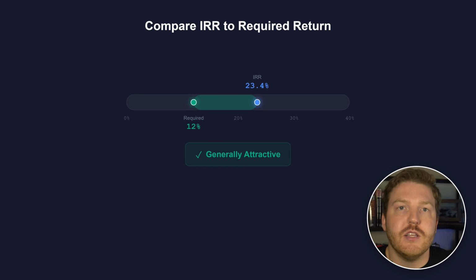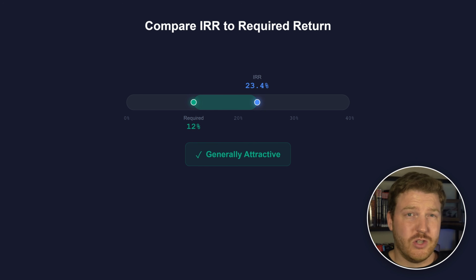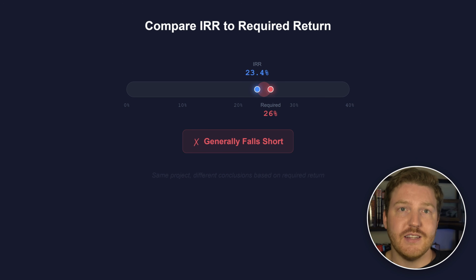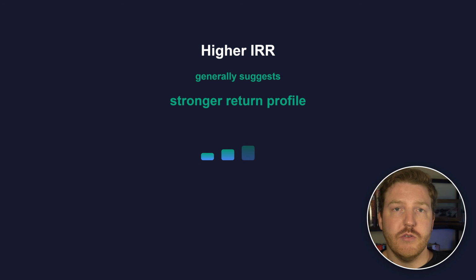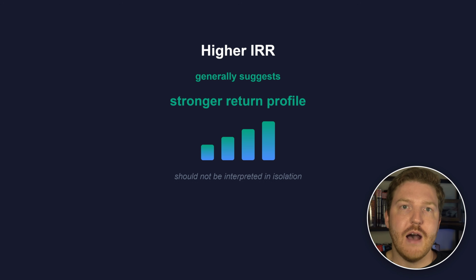Once you have the IRR, the next step is interpretation. If your required return is 12% and the IRR is 23.4%, the project would generally be attractive. Whereas if your project was riskier, so you demanded a required return of 30%, that same project would generally fall short. In general, a higher IRR suggests a stronger return profile, but IRR should not be interpreted in isolation.